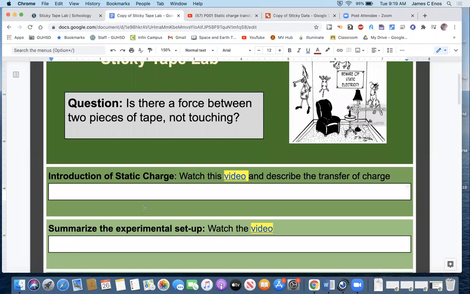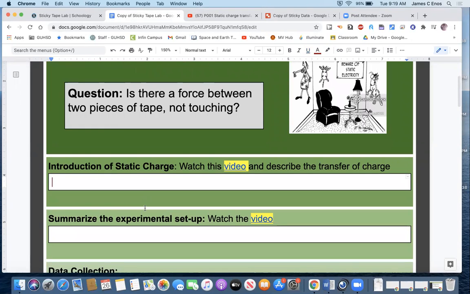So that video really just got us started thinking about this transfer of charge. I want you to try to describe this transfer of charge. What actually moves with the charge?